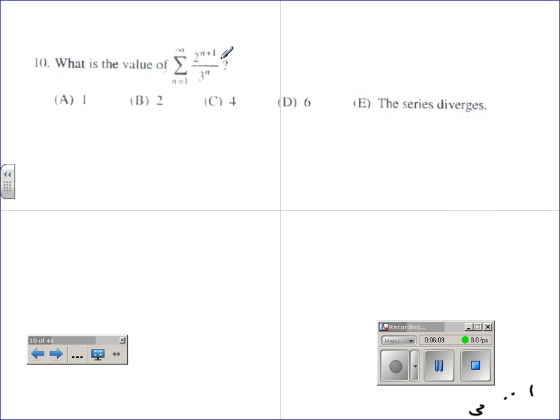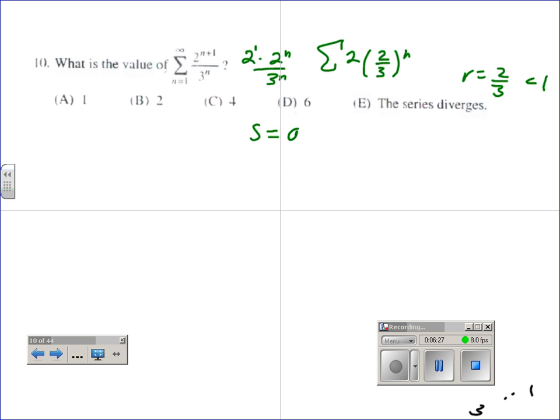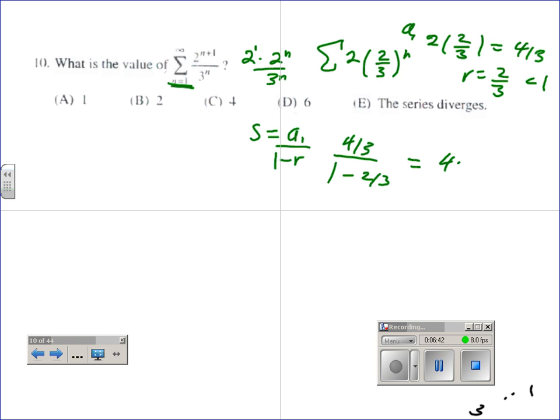So you should see this in the geometric series. You need to write it in a way where, to separate this, it's like 2 to the first times 3 to the n. So this is 2 times 2/3 to the n. And so our r is 2/3, so this converges because it's less than 1. The sum is the first term over 1 minus r. Pay attention to where you start. Sometimes it's at 0, sometimes it's at 1. If we start at 1, that means our first term is 2 times 2/3, which is 4/3. So 4/3 over 1 minus 2/3, so 4/3 over 1/3 gives us 4.